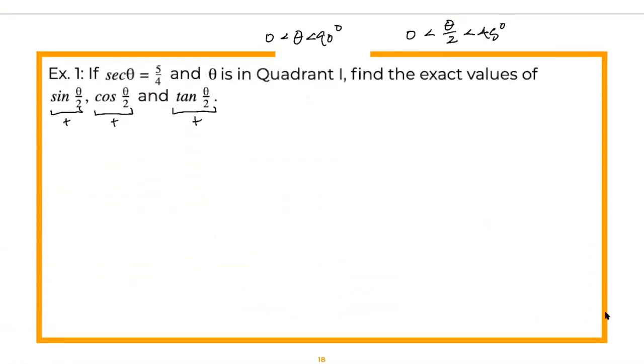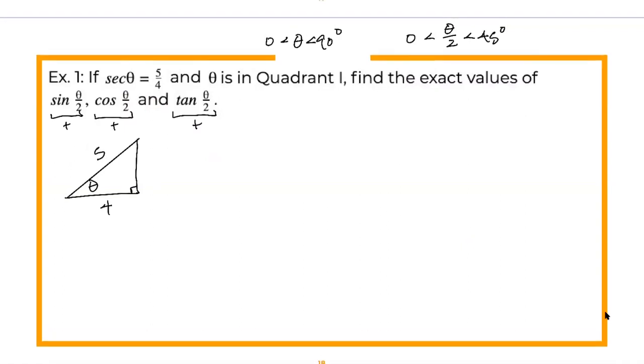Okay, so we're going to start the same way. We're going to draw our triangle. And we'll label our theta. And we know that secant is hypotenuse over adjacent. So this is 5 and this is 4. This is a nice right triangle, so I know that that third side is 3.